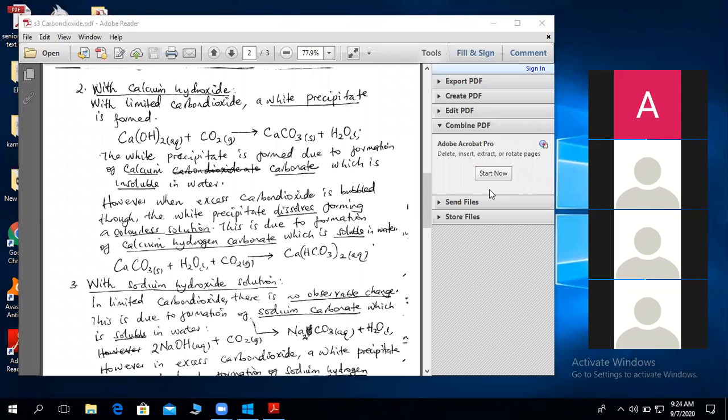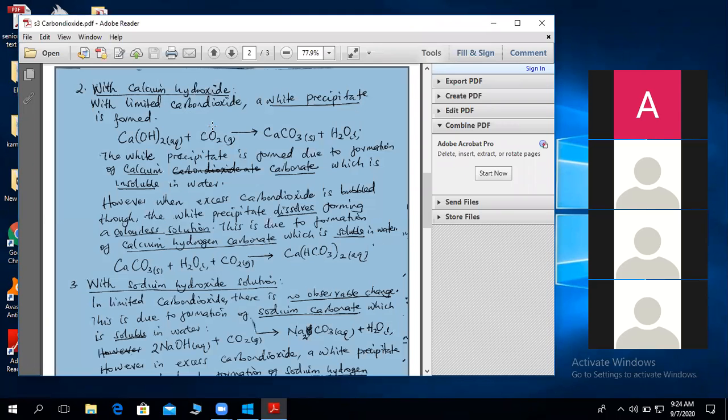So let's continue. We were talking about this important reaction of calcium hydroxide with carbon dioxide. Now, with limited carbon dioxide, when carbon dioxide is not in excess, we form a white precipitate. And this is what you always say, that lime water turns milky. So with limited carbon dioxide, we form a white precipitate.